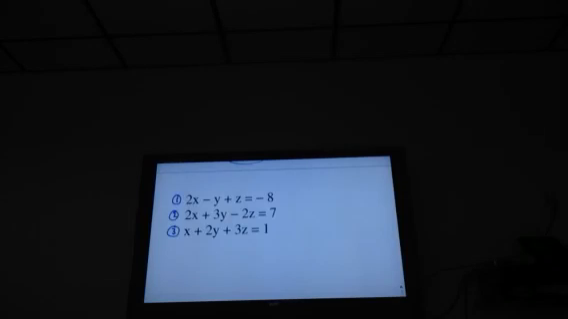So if I'm going to get y's to drop out, I'll put 1 with 2. That means I'm going to have to take the top one, number 1, by 3, though. So I'm going to take 3 times equation 1 and then add it to equation 2. So the top one times 3. So I'm going to have 6x minus 3y plus 3z equals a negative 24. And check myself. 6, 3, 3, 24. Okay, I'm going to put that with the second one.